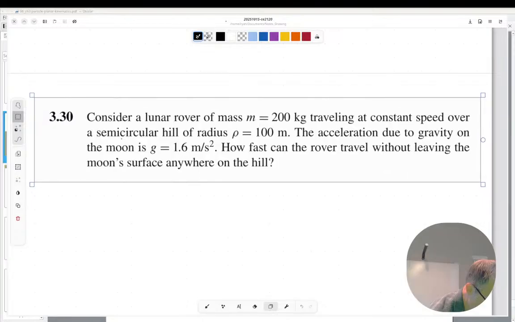Try this again. All right, lunar rover, 200 kilograms. It's going to move at constant speed up and over a hill. The hill has radius 100 meters, and the acceleration, because we're on the moon, is about a fifth of normal. Normally gravity's like 10, here it's 2. How fast can the rover travel over this hill without getting some air, Fast and Furious style?